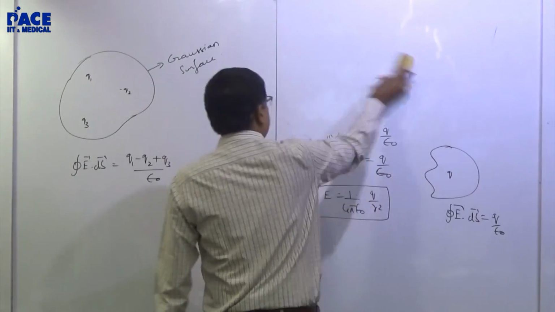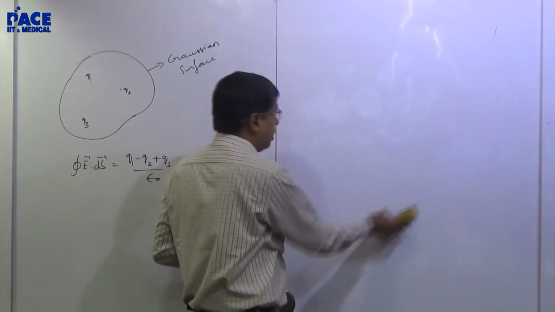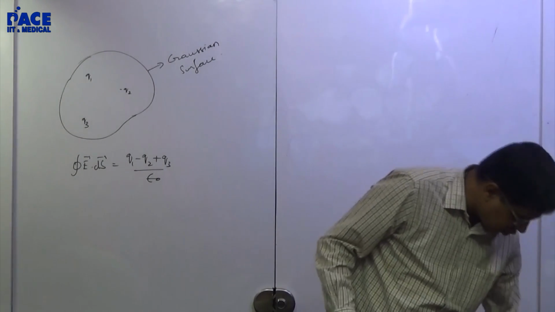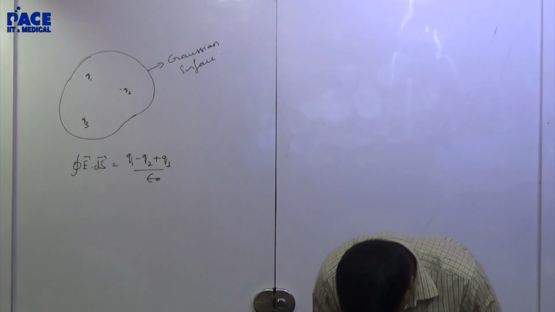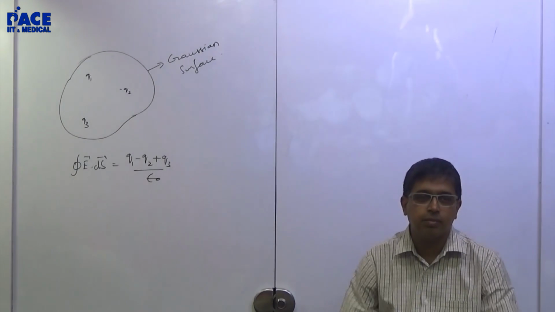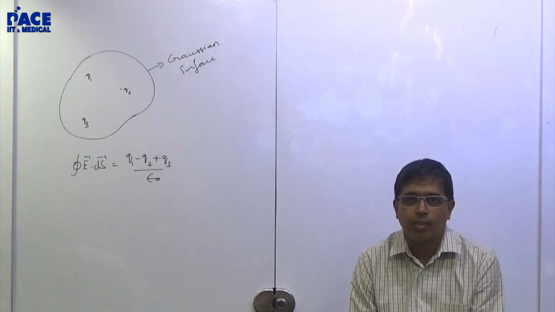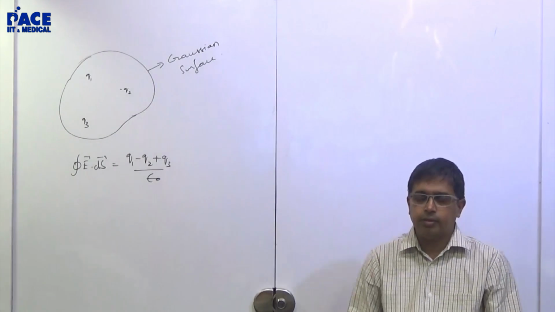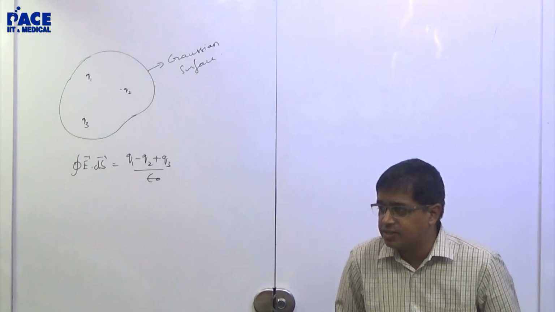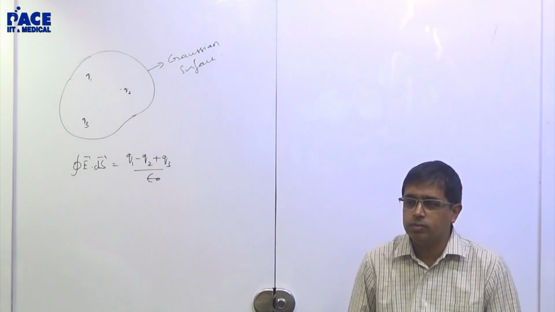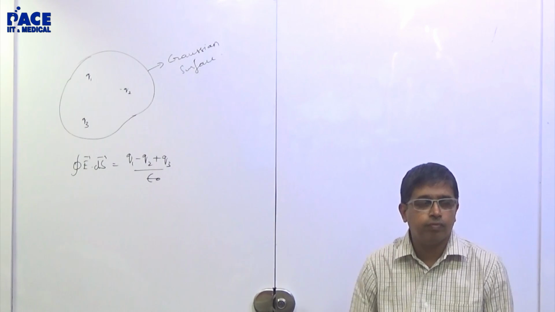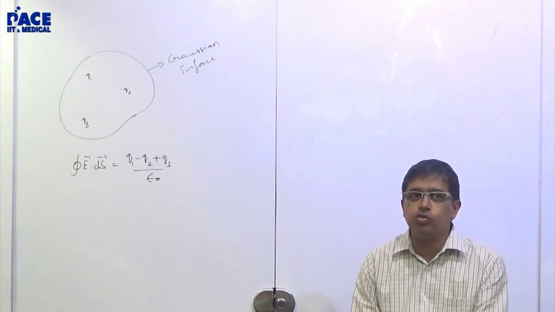Now you said something very dicey in this situation. First of all, write down the suggestions to assume a Gaussian surface. Suggestions to assume a Gaussian surface. First suggestion: assume a Gaussian surface whose area is known.